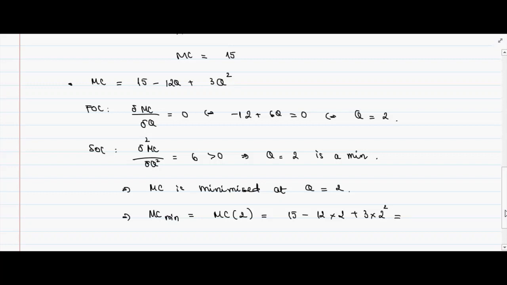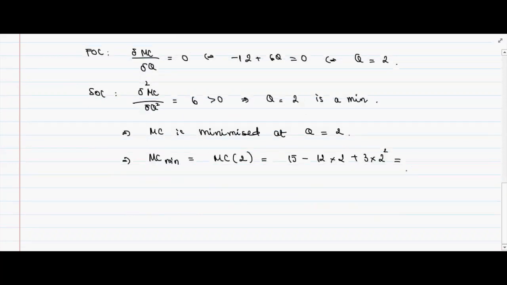Okay, and that is going to be 15 minus 24 plus 3 times 4, which is 12. That's going to give me 3.